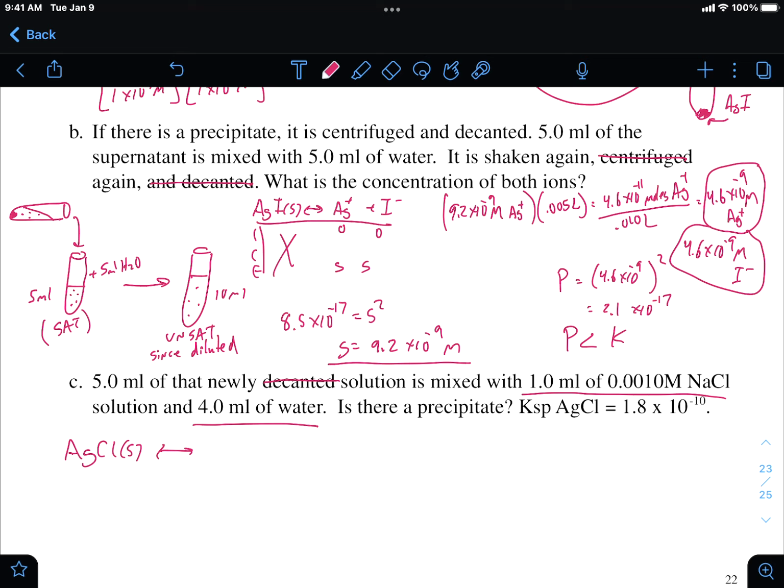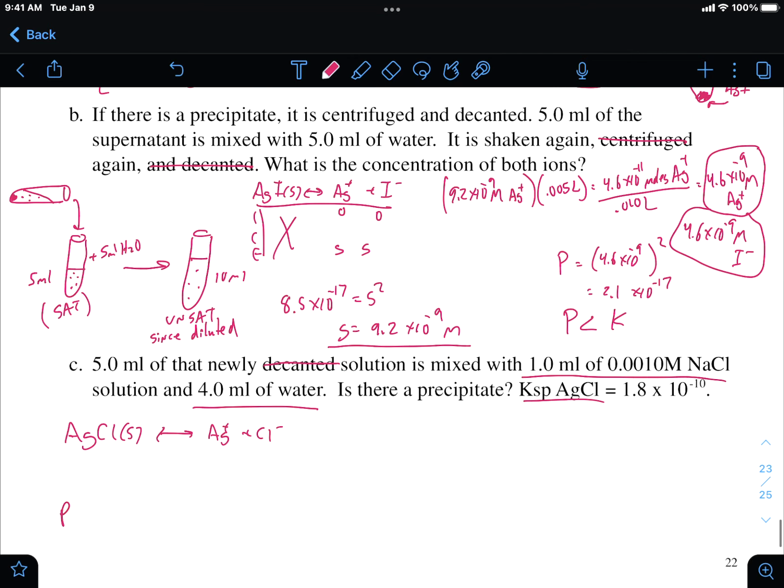So they gave us the KSP. Whenever in doubt, guys, and you're trying to figure out what equation to write, look at the KSP value they gave you. That's the equation you write. So the KSP for silver chloride, so it's Ag plus, Cl minus. Okay, all right. I need to refigure out what the concentrations are because I need to know the concentration of silver ion and I need to know the concentration of chloride ion.